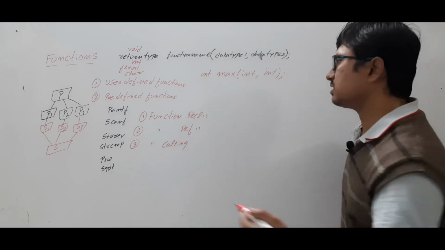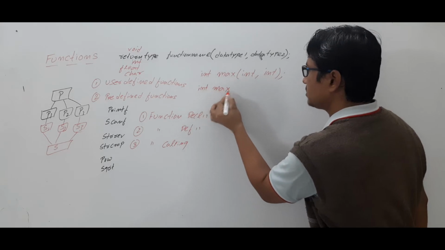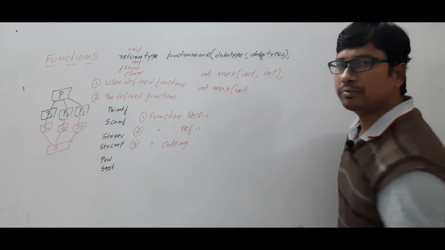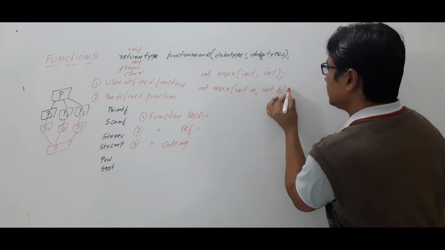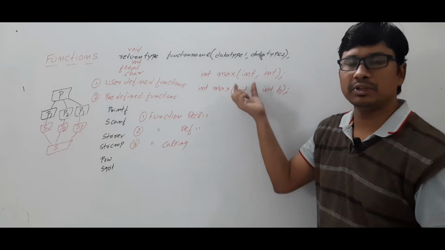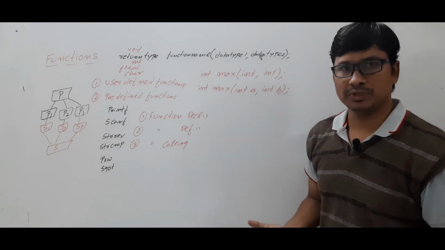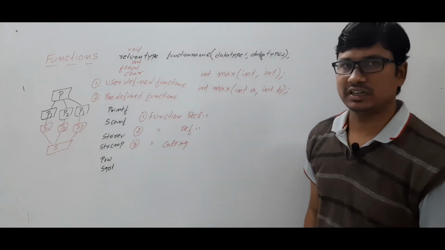Even in the declaration, if you want, you can specify like this also: int max, int a, you can specify the variable name also, comma int b. Like this also you can specify, but a lot of times you can see it without names, because the variable name in the function declaration is optional. So this is the generalized syntax of function declaration.